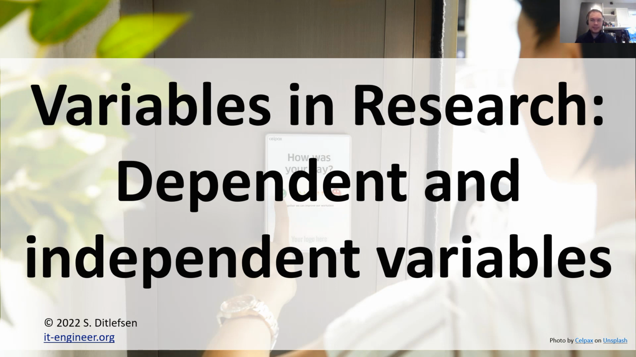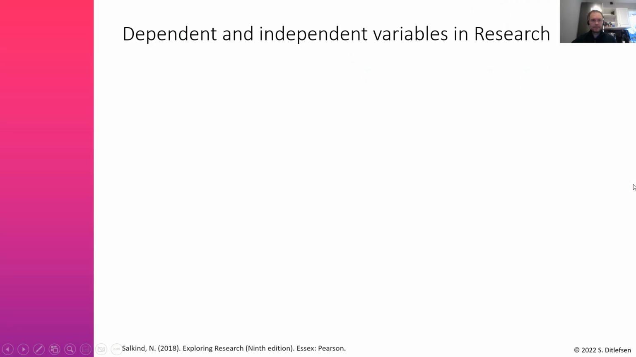Variables in research is really interesting, and we have two types. They are called dependent and independent variables. So after this presentation you should be able to tell me what a dependent variable is and what an independent variable is when you're doing a research study. Okay, so let's start with the dependent variable.